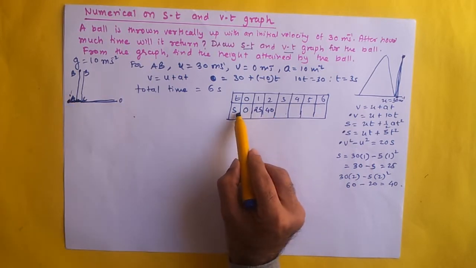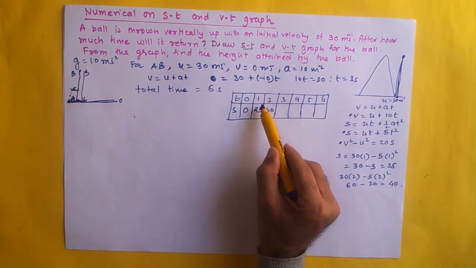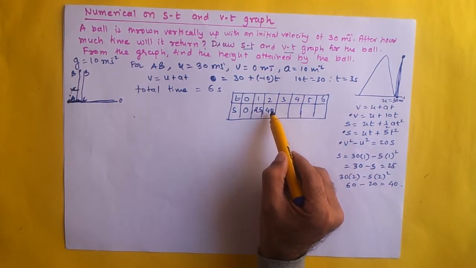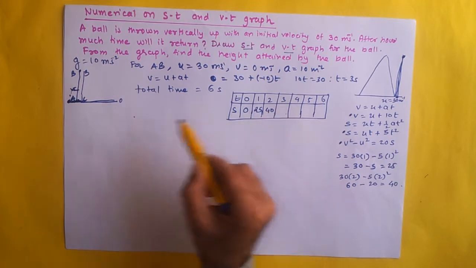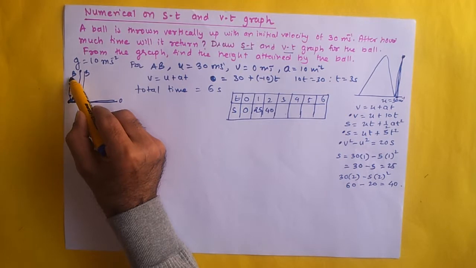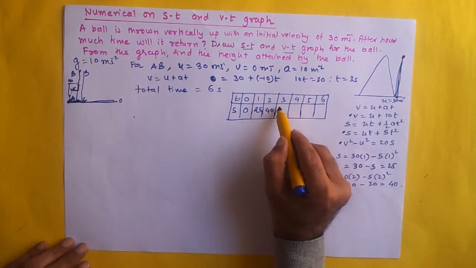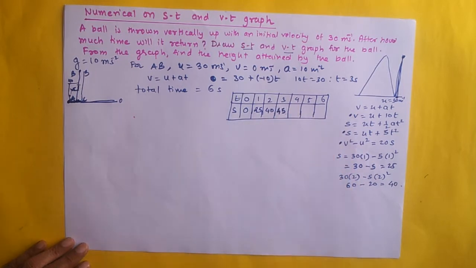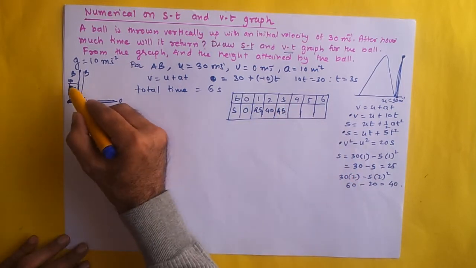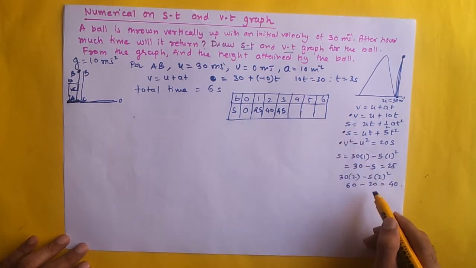So in 1 second, it would have covered a distance of 25 meters. In the next 1 second, it would cover a distance of only 15 meters, and therefore the total displacement would be 40 meters. And similarly, we can do t equal to 3, and you will get 45 over here, and it will reach the maximum height. This is 45 meters, by doing the similar calculation.